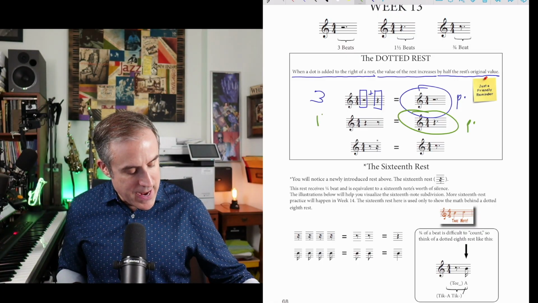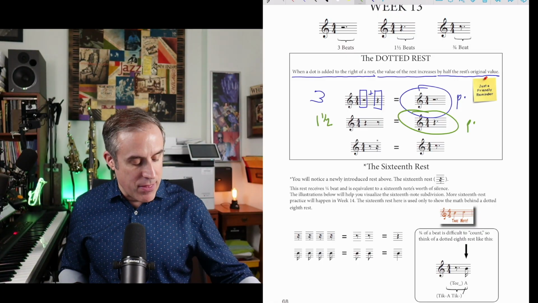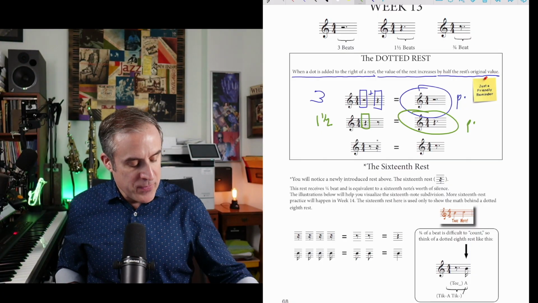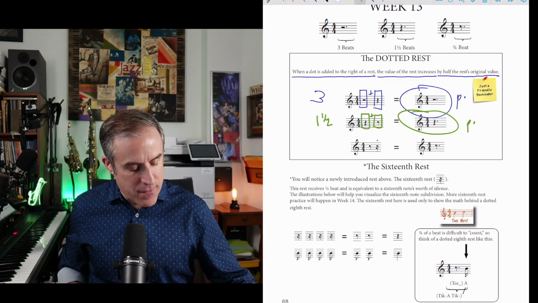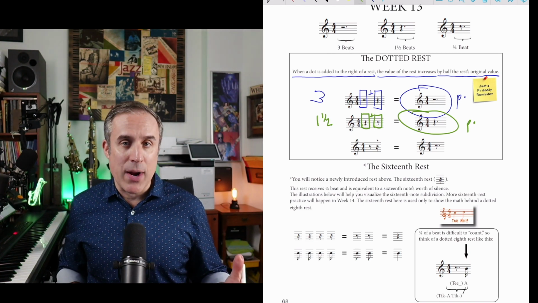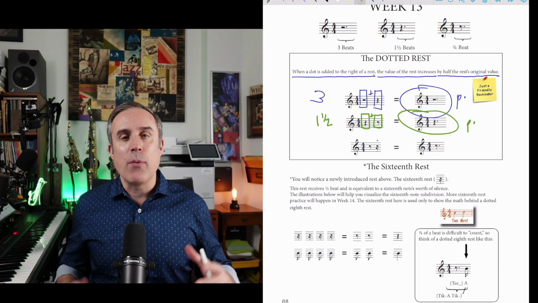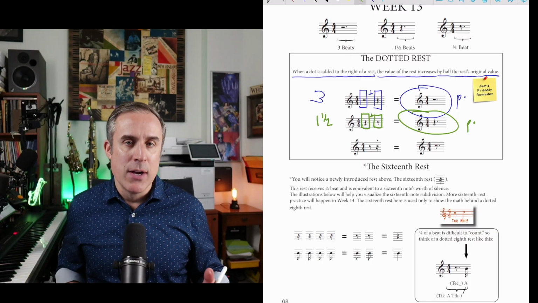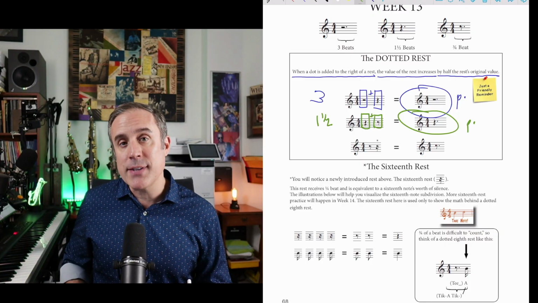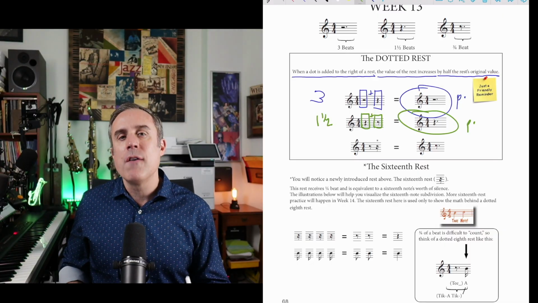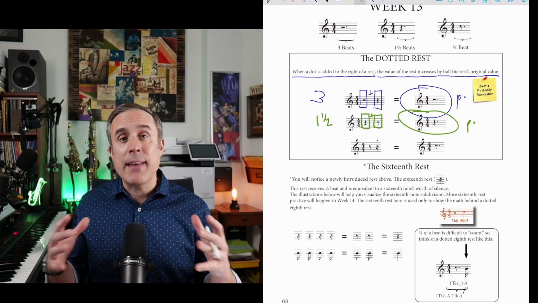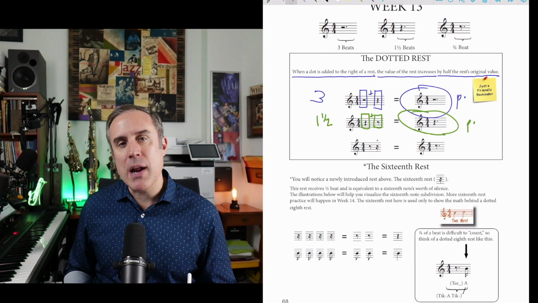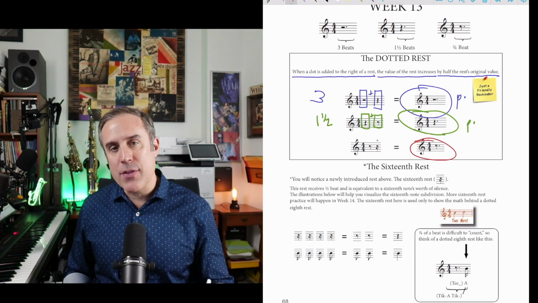So 1.5 beats. And how do we get that math? Well, we take a quarter rest, which is 1 beat in common time. We add to that half of a quarter rest, which is an eighth rest, a half of a beat. And we combine those two together to get 1.5 beats. So we have 1.5 beats of silence for a dotted quarter rest versus 1.5 beats of sound for a dotted quarter note. Let's now turn our attention to the dotted eighth rest.